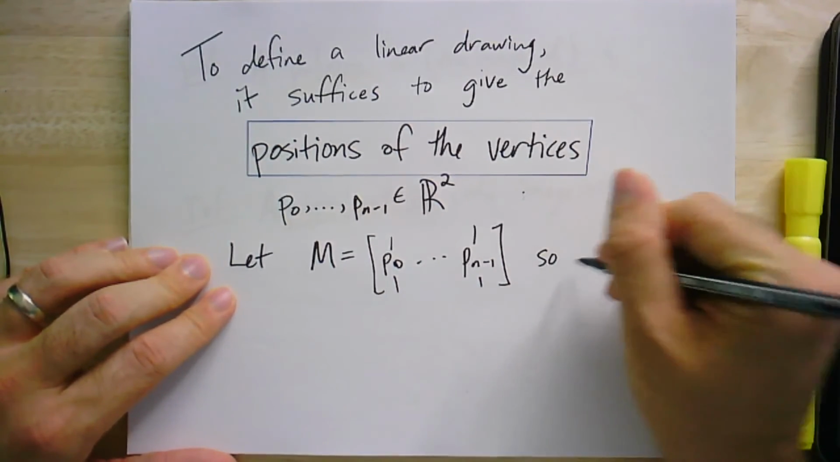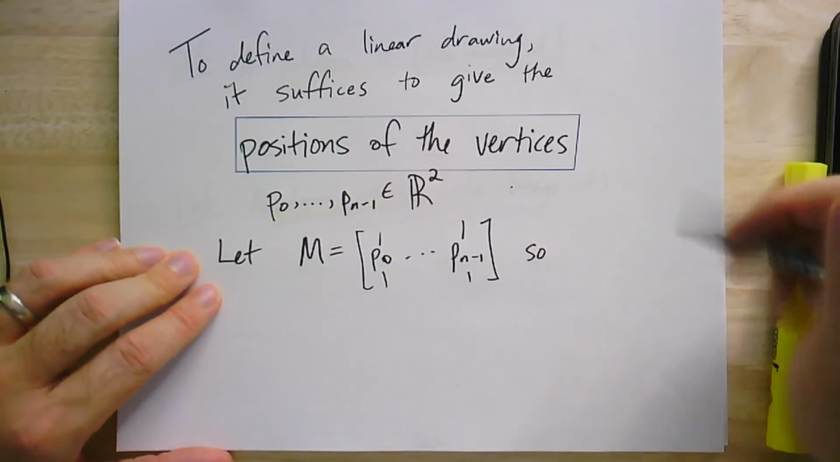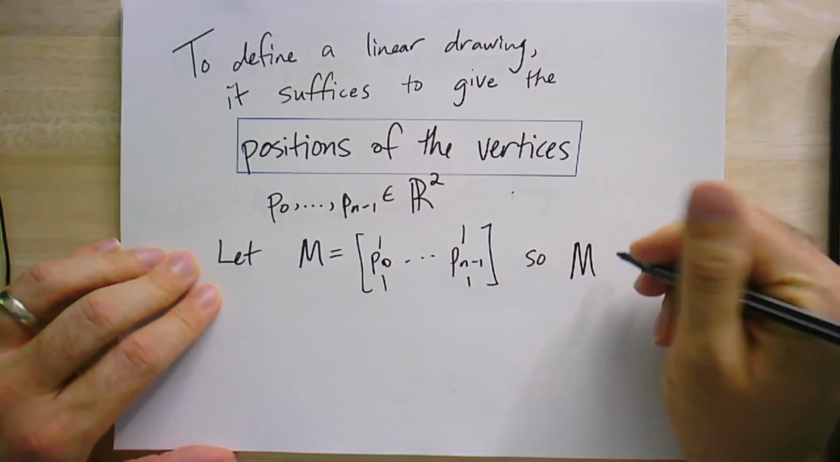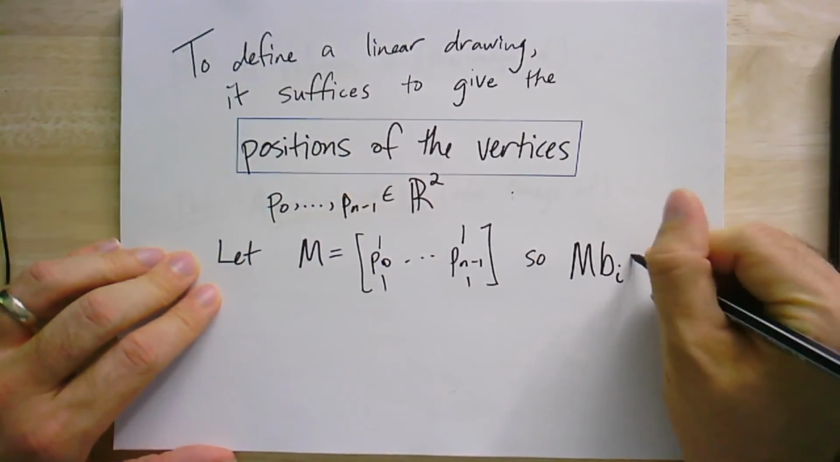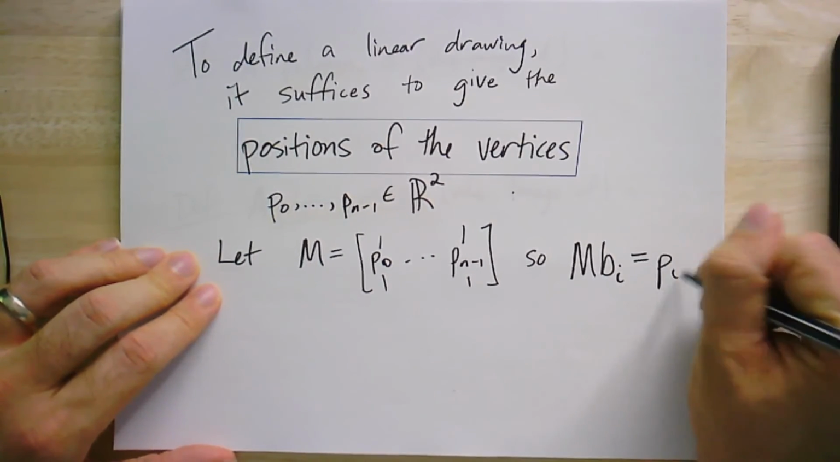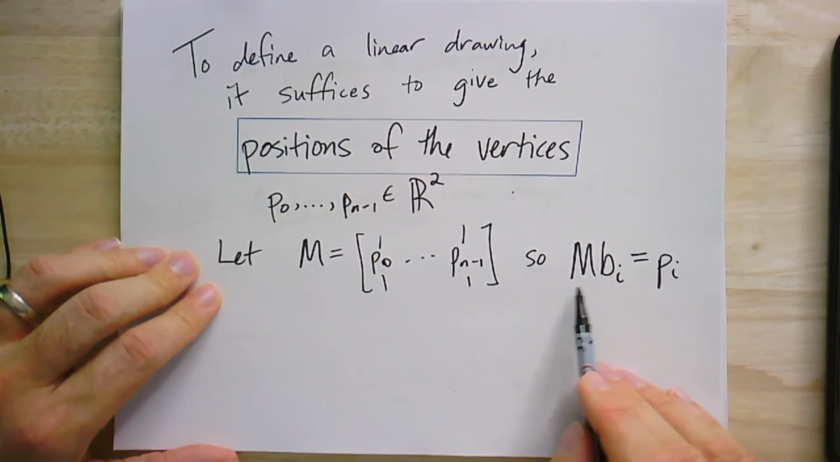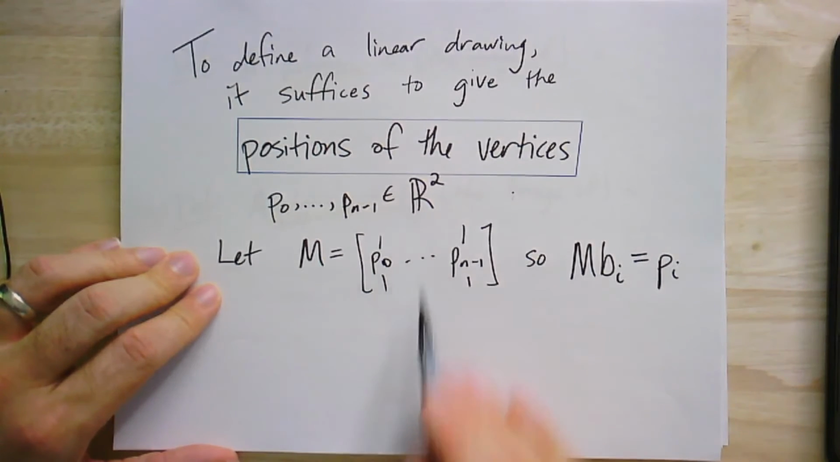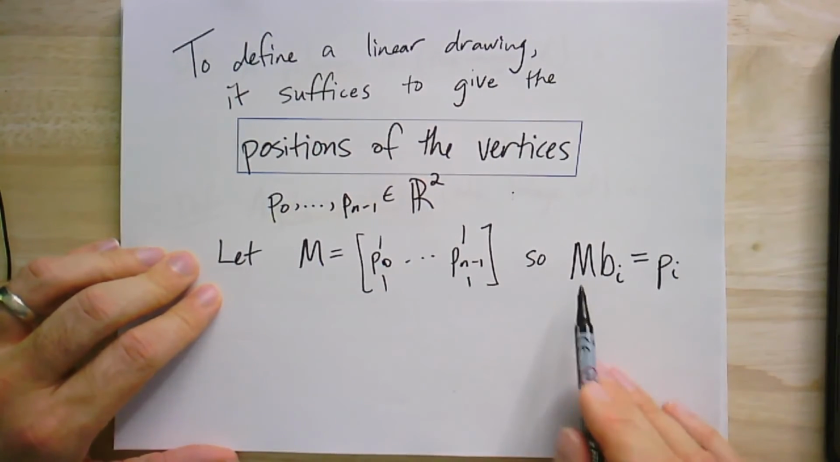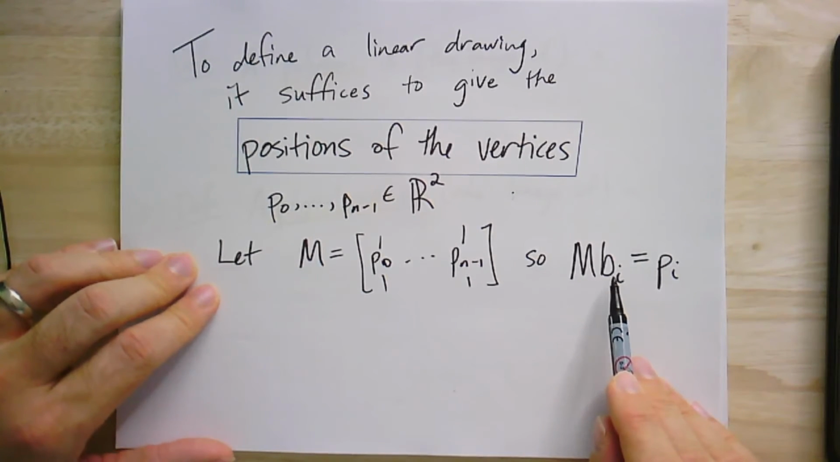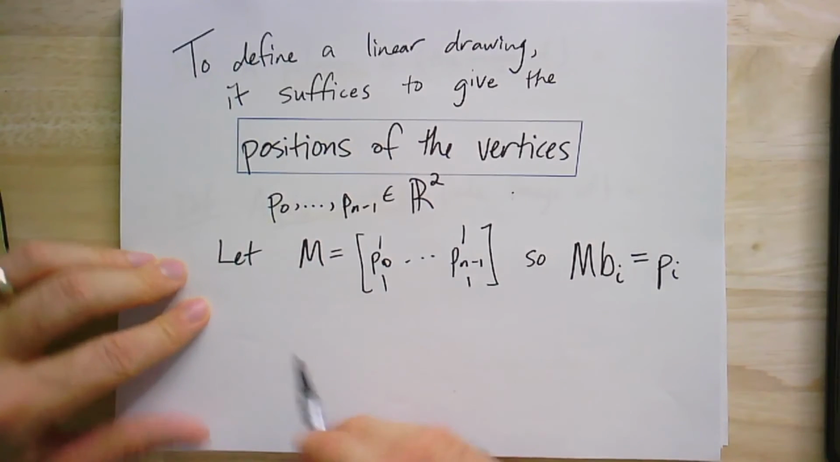And it has the property that if I were to simply multiply this matrix times a standard basis vector, b_i, I would get p_i. Because remember, if you just multiply any matrix times a standard basis vector, it picks out that column. So it does exactly what we want on the vertices, because remember that the standard basis vectors are the images of the vertices in the geometric realization.